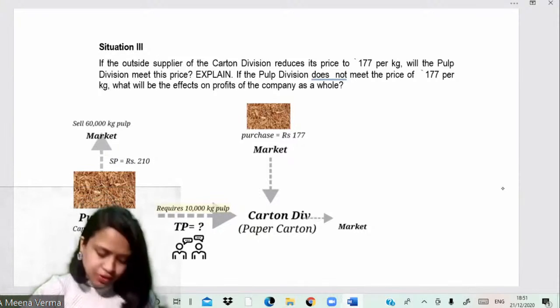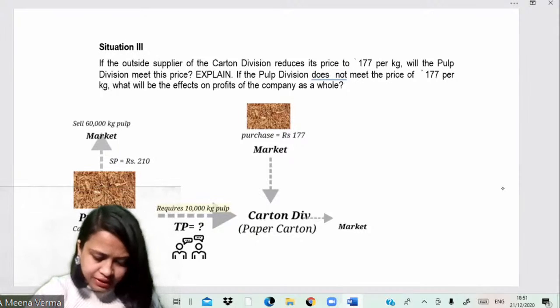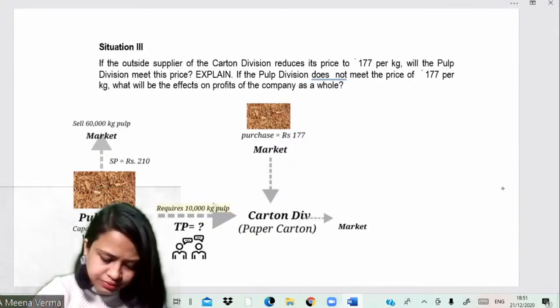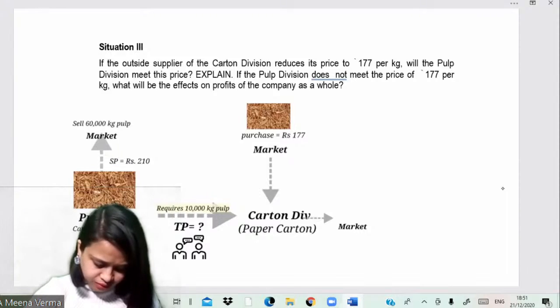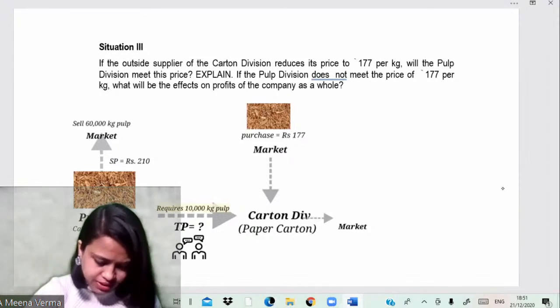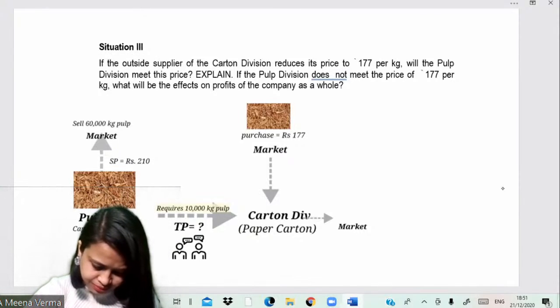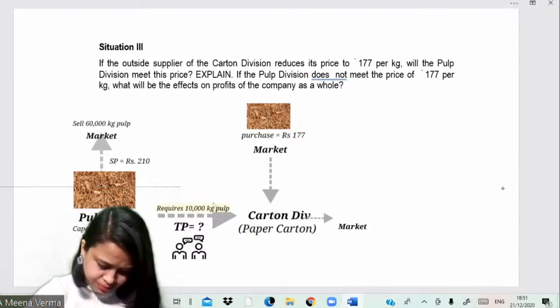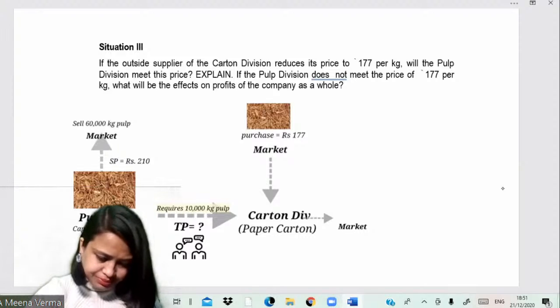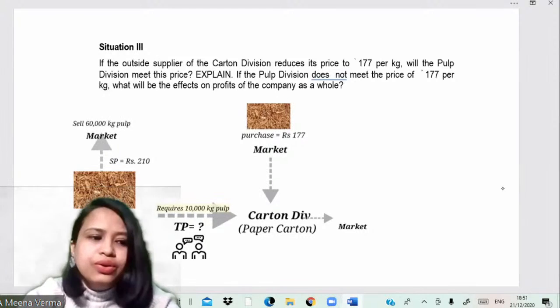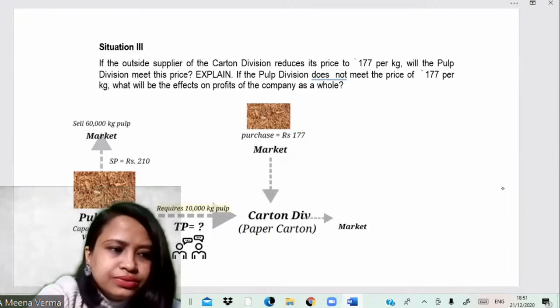Shall we discuss? Can you give me the answer? I didn't receive any answer. Okay, I got an answer from Kunal, Anjali, Raman. Okay, now let us see this.